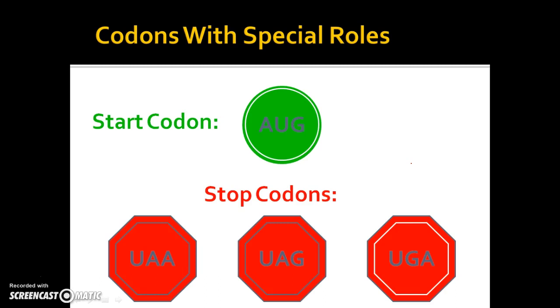Alright, now, there are 4 codons that are special. The first one we've already seen, AUG, is our start codon. Every gene, every new protein is going to start with AUG, and that codes for methionine. And then we have 3 stop codons, UAA, UAG, and UGA, and these are going to tell the ribosome when it can stop translating the code that is on messenger RNA.